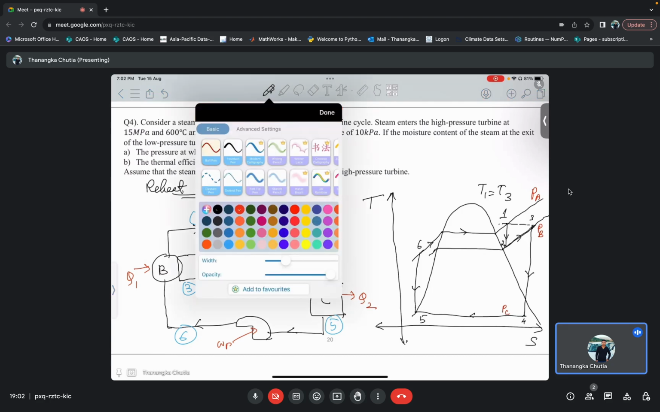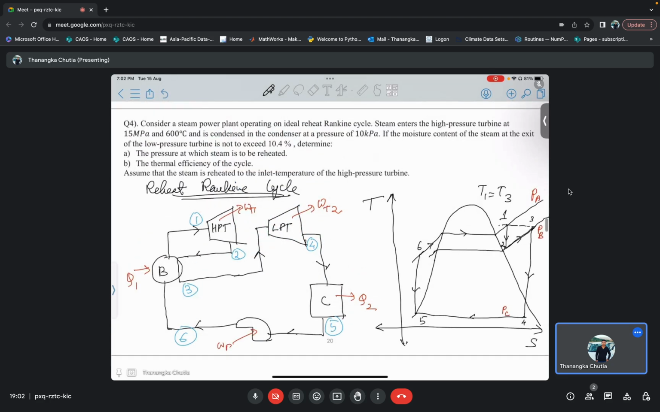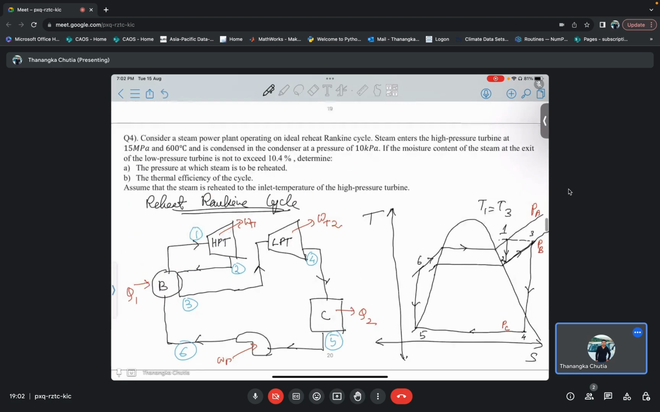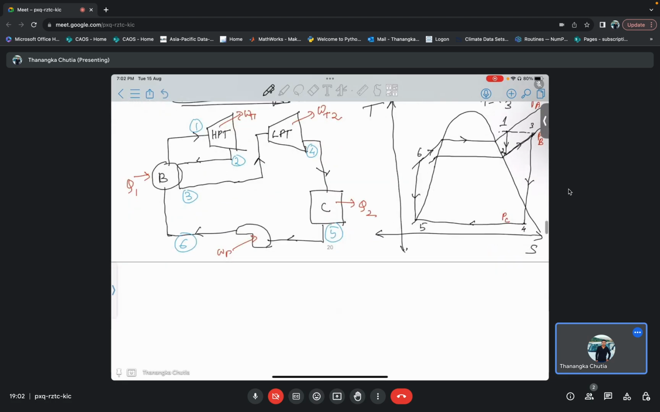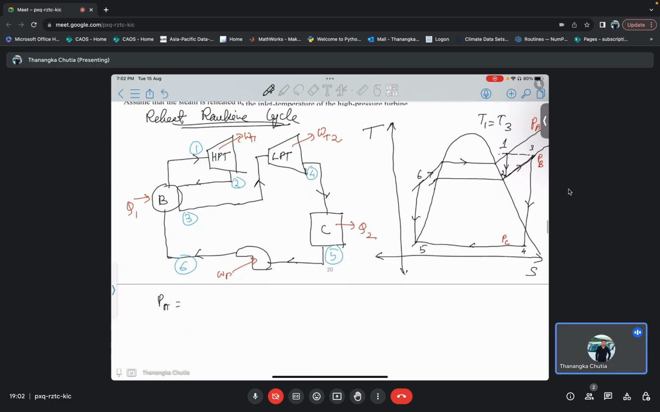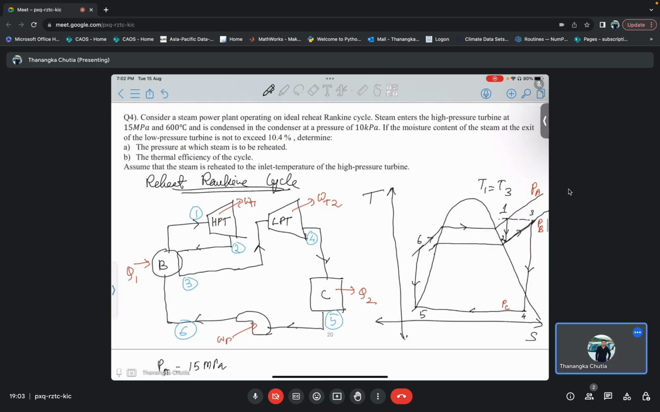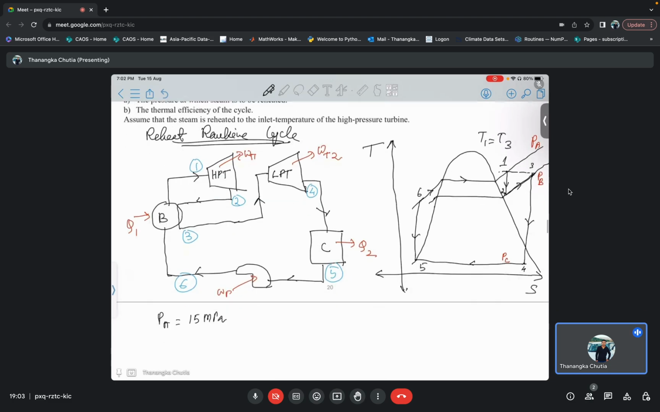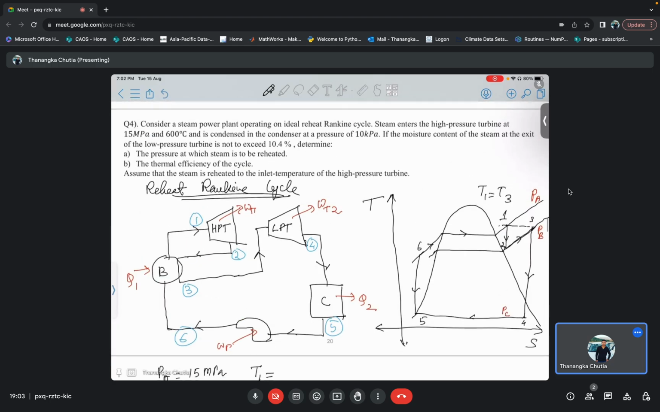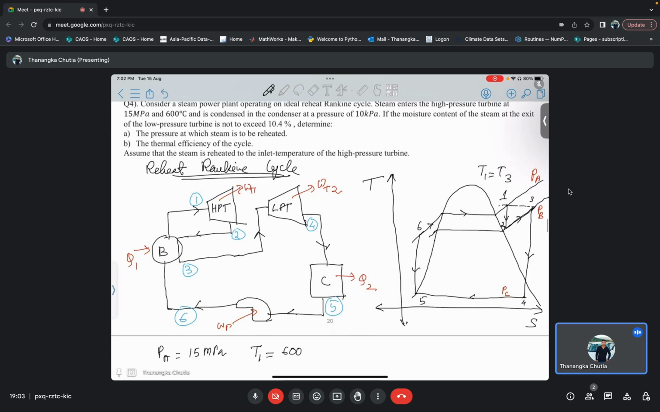So what are the things that are given to us in this question now? In this question, PA is equal to 15 megapascal, and we have already seen that at 15 megapascal the saturation temperature is less than 600 degrees Celsius. So whatever steam is entering is superheated steam. So we know T1, and that T1 is 600 degrees Celsius.